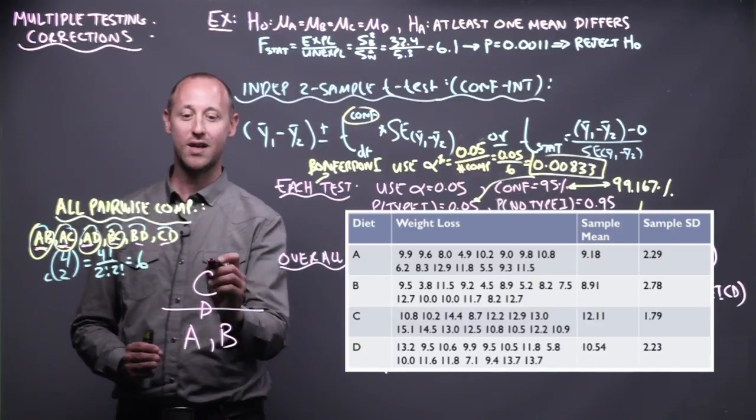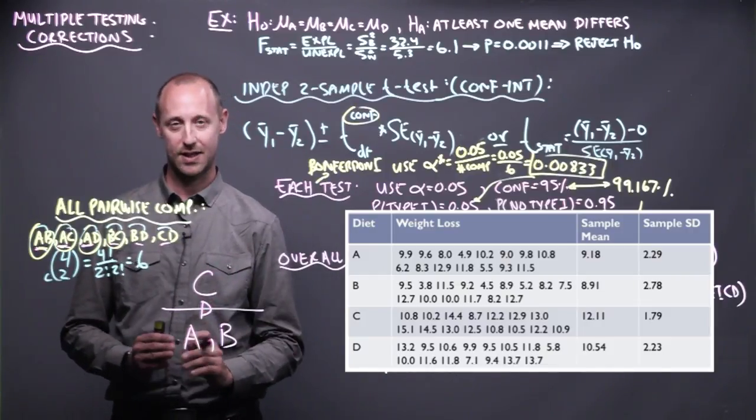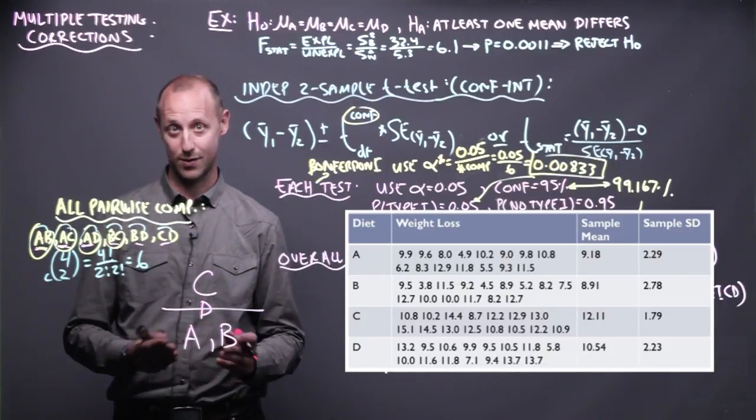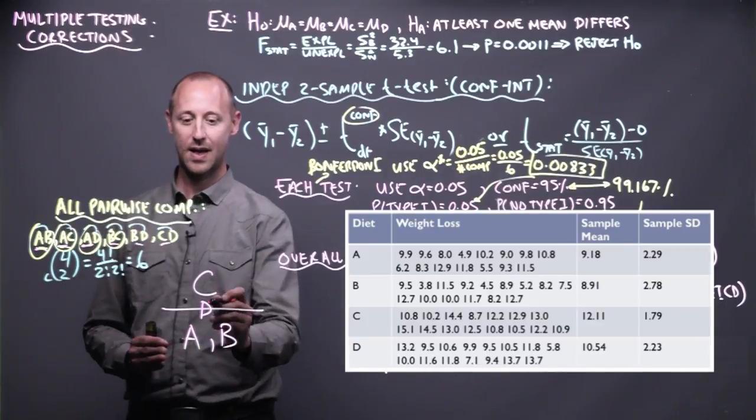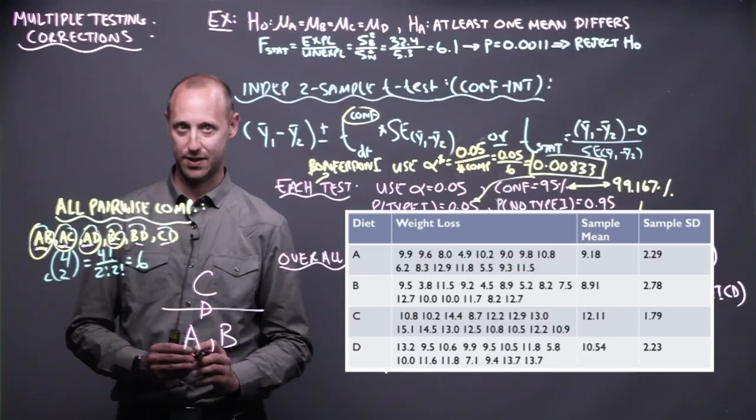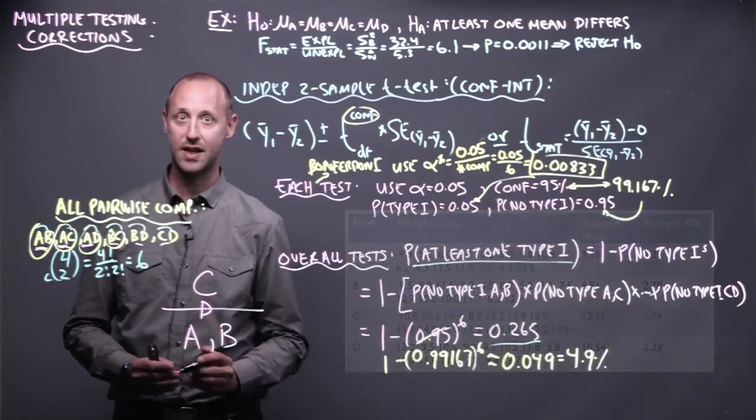What we're saying is we're not convinced C and D are different, because that's not the same as saying that they're the same. We're saying we're not sure they're different. Again, we're not convinced A and D are different. We are convinced C and A are different.